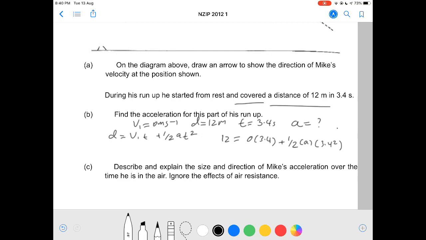So 0 times 3.4 is 0, and half of, so basically A would just be 12 divided by 0.5 times 3.4 squared. And that should give you your A. And if you plug everything into your calculator, you should find that your answer comes out to be A equals 2.1 meters per second squared.